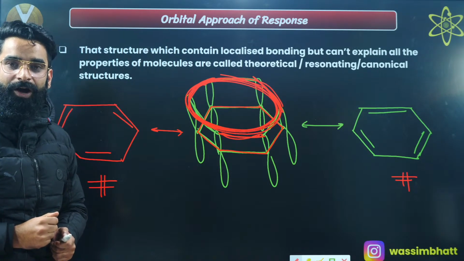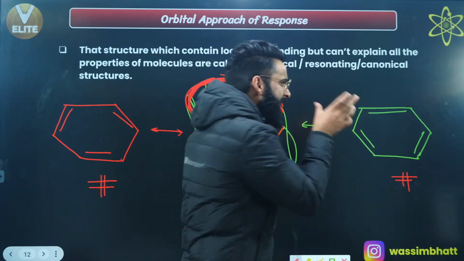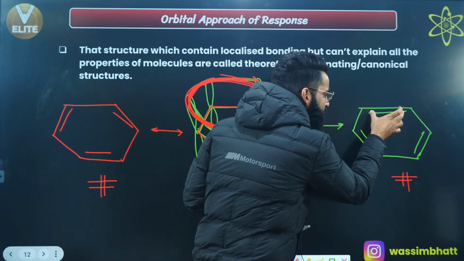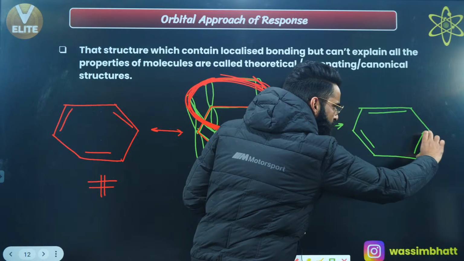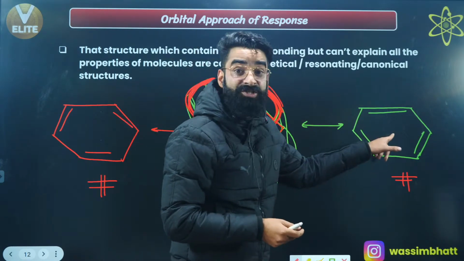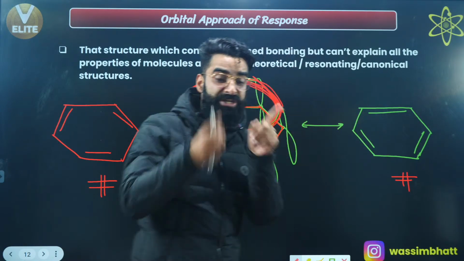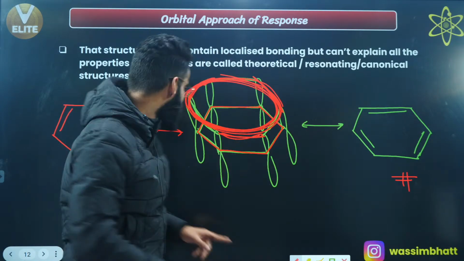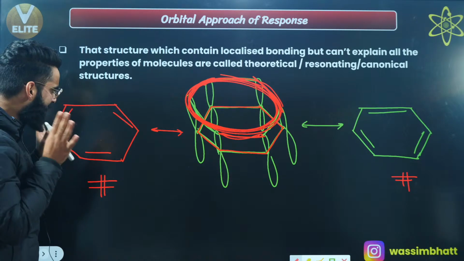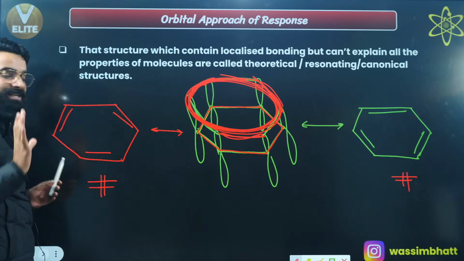See, if you look at this structure, you can exactly say between these two carbons you have a double bond. So this is the structure containing localized bonding, because you can exactly see between which two carbon atoms there is a double bond. Similarly, in this structure, you can clearly say between these two carbons there is a double bond.